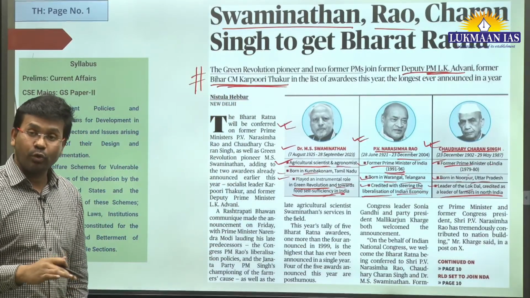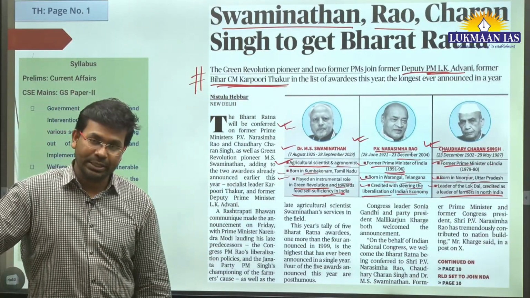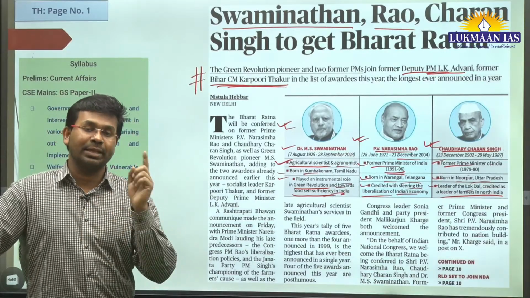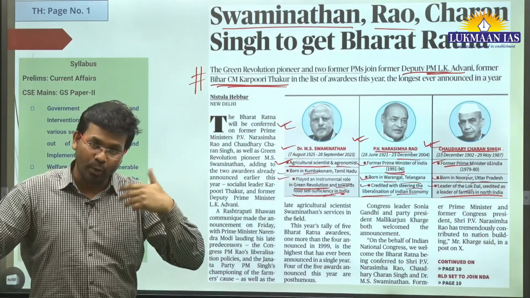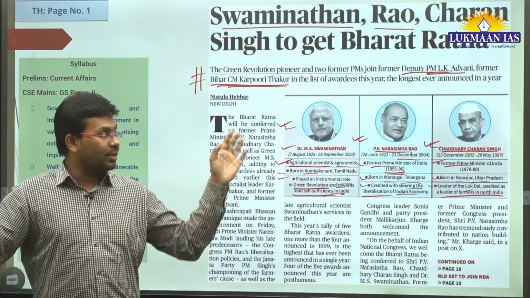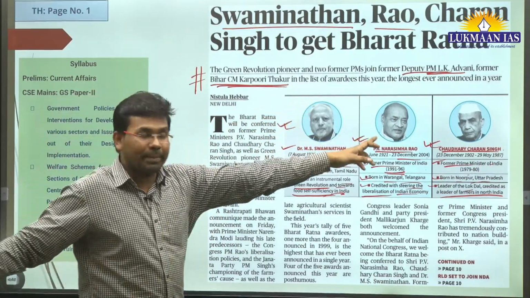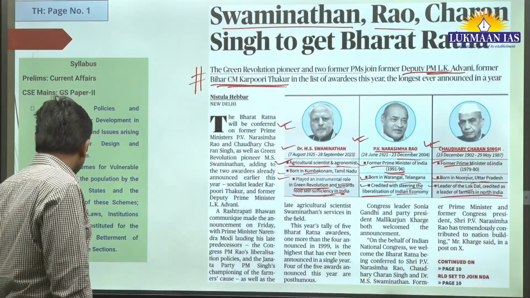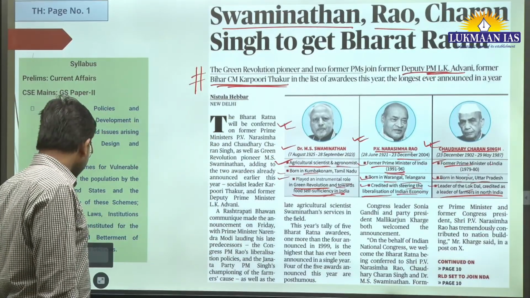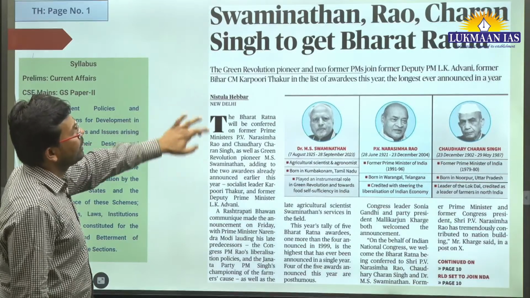So far, it has been the convention that only 3 people are given Bharat Ratna in a year. But this year, the Prime Minister of India has nominated 5 people for Bharat Ratna. Three people are mentioned here, then Deputy Prime Minister L.K. Advani and Bihar Chief Minister Karpoori Thakur. So this is the thing.